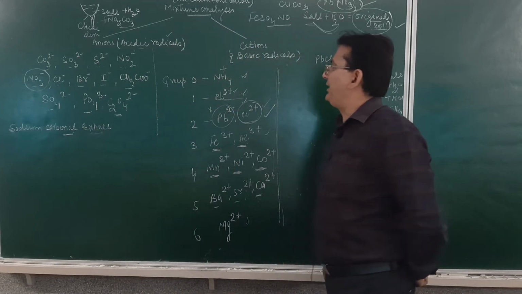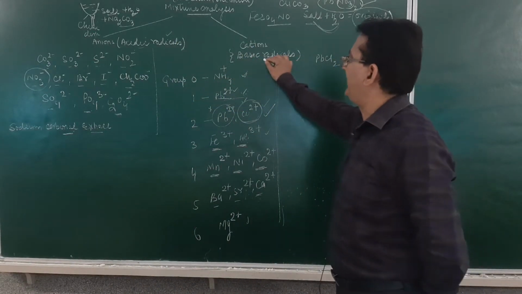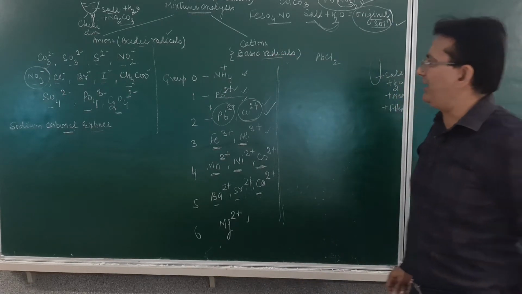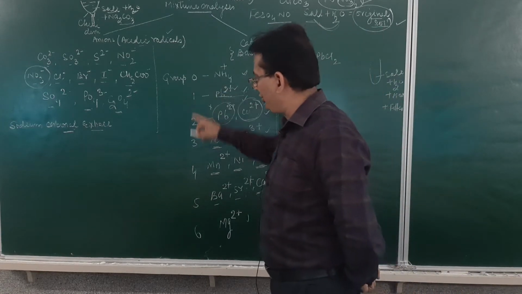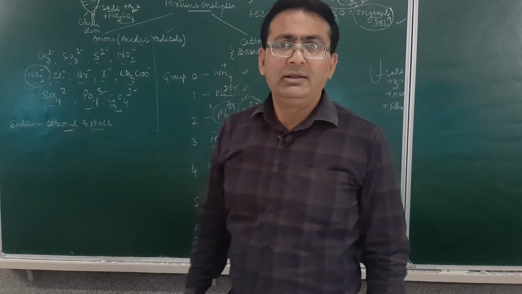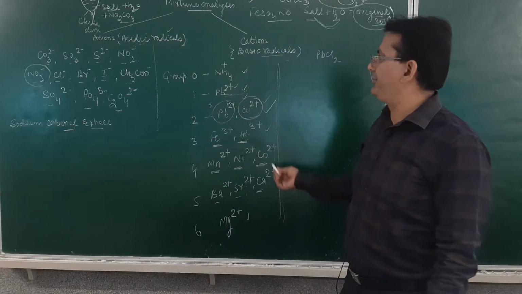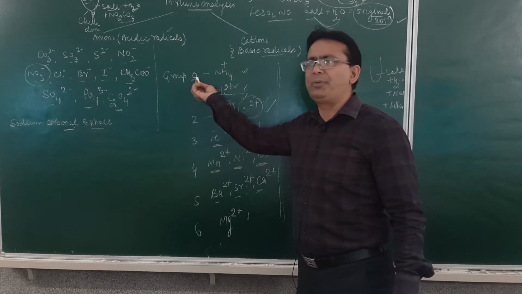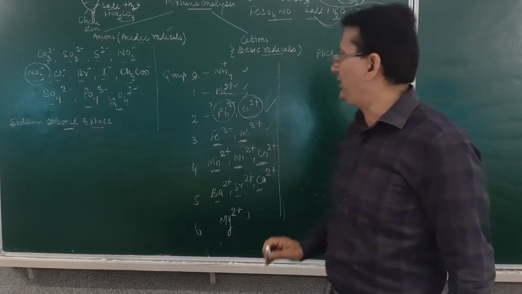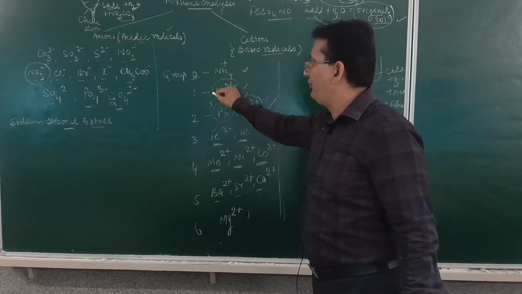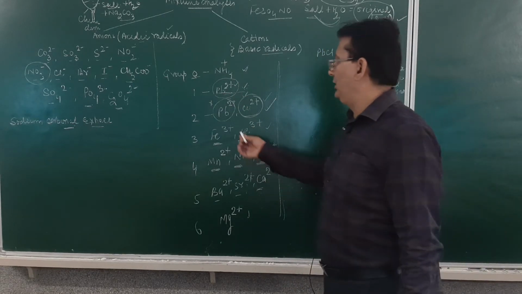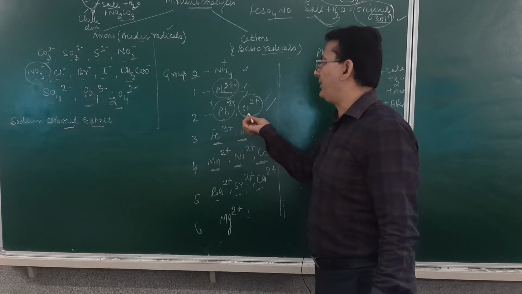Then you have to identify the cations. Cations are the basic radicals. The cations in the syllabus which are to be analyzed are divided into various groups. Remember, these are not the periodic table groups. In the zero group, this is not the group of a periodic table, we have to identify the cation, which is the ammonium ion. Am I getting clear? In group number 1, we have to identify the lead ion. In group number 2, we have the lead ion and the copper ion.